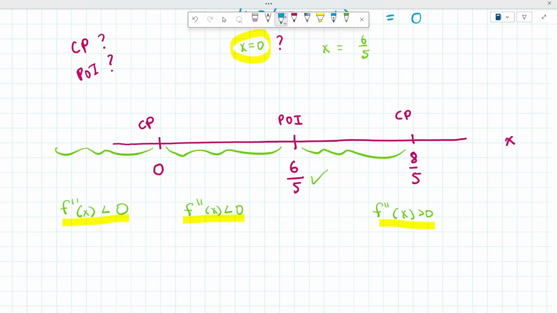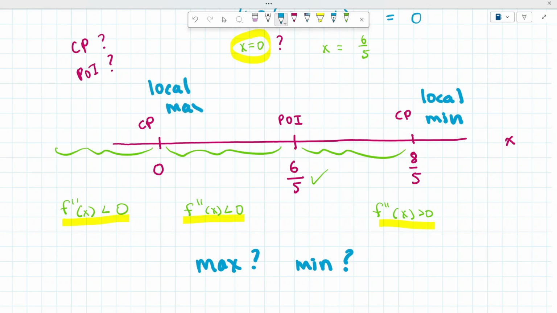We want to know, do we have a max or do we have a min at our critical points? Well, this is where we use the second derivative test. It tells us that if our second derivative is greater than 0, then we have a local min. So that means that this critical point is a local min. If our second derivative is less than 0 at a critical point, that means we have a local max. So that means this point, 0, is a local max.